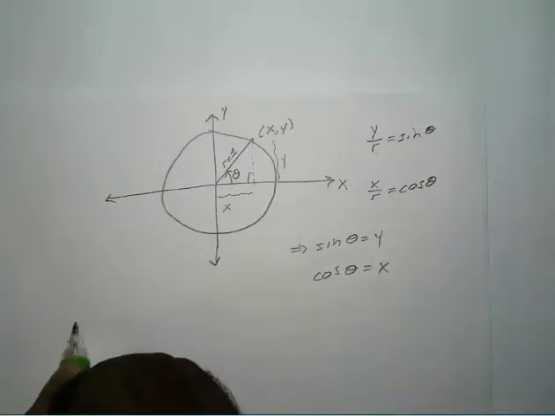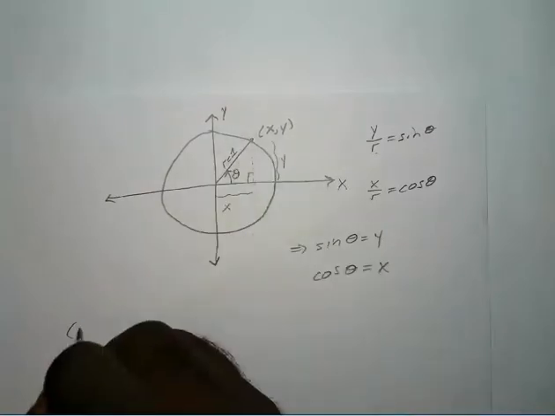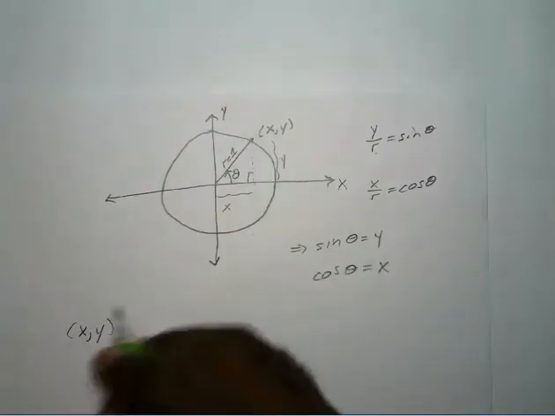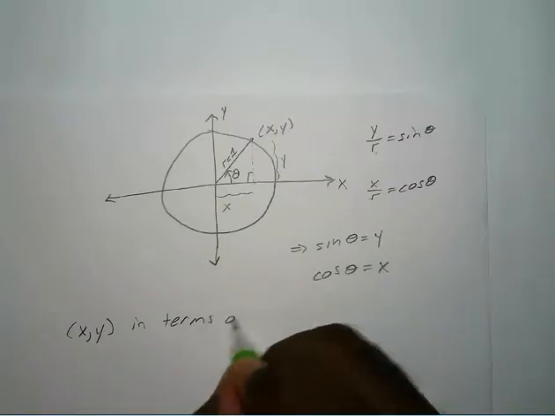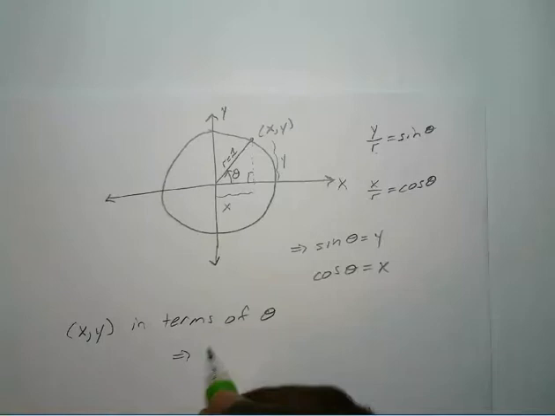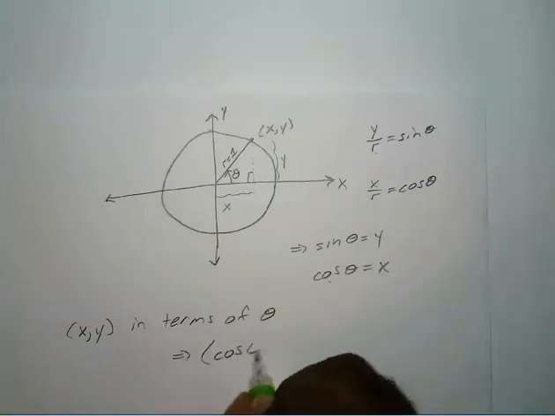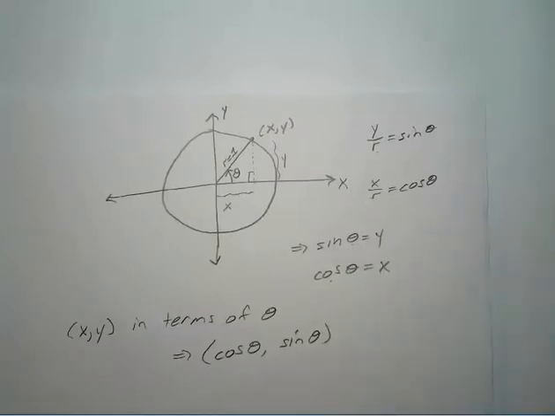So if you wanted to write your point here in terms of theta, your ordered pair x comma y in terms of theta, replace x with cosine of theta and y with sine of theta. Okay, so that's your ordered pair, written in terms of theta.